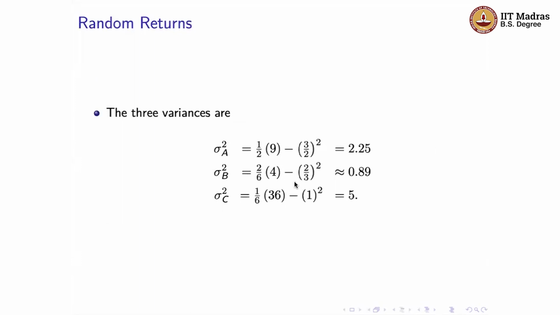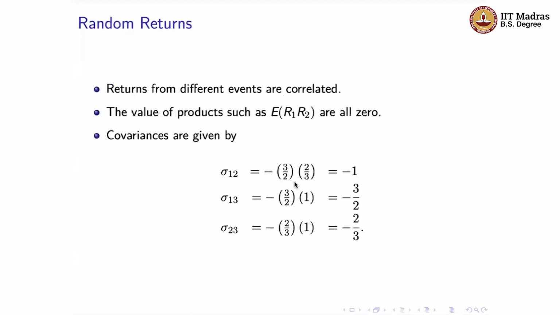Now, it turns out that the returns are also correlated, okay? The reason is pretty simple: if one of these events happens, then the other one is not going to happen, right? So therefore, we can actually think about exactly what the covariances are. So how do we calculate the covariances? Well, the first thing to notice is that the values of the products, such as expectation of R1 R2, expectation of R1 R3, and expectation of R2 R3, are all equal to 0, right? Why is that the case?